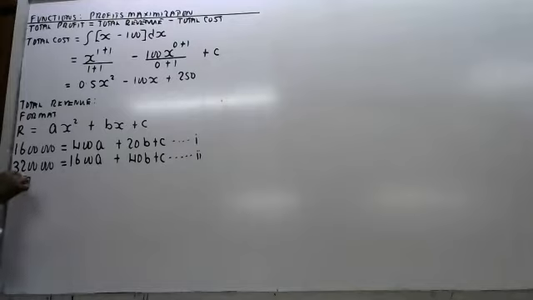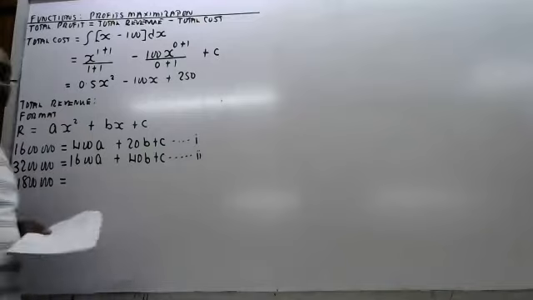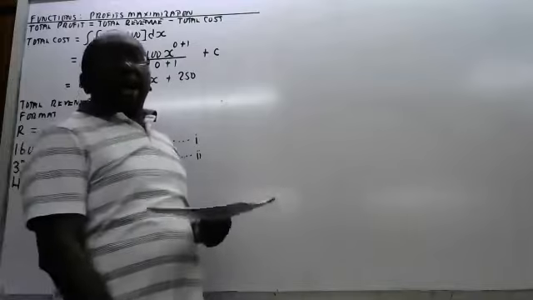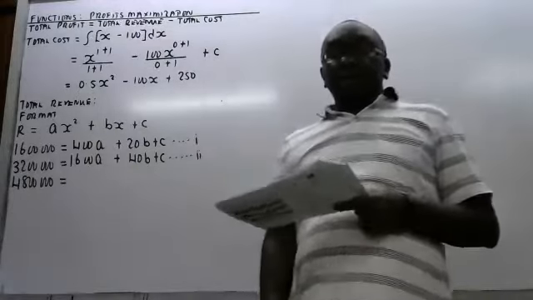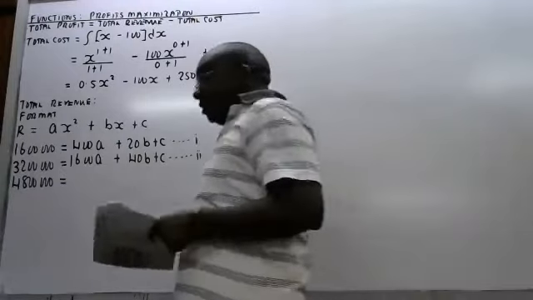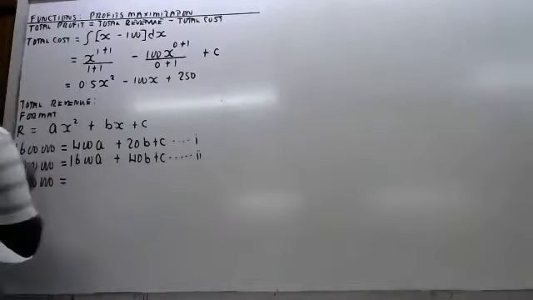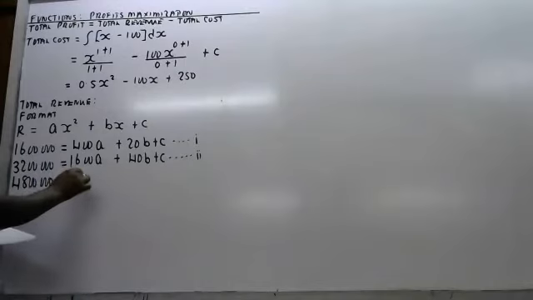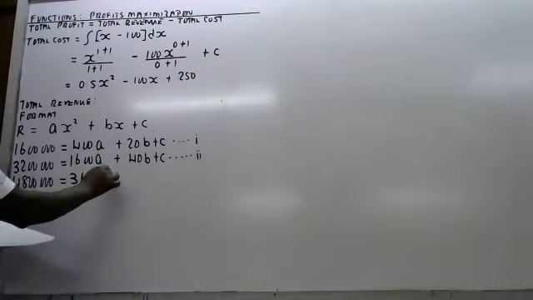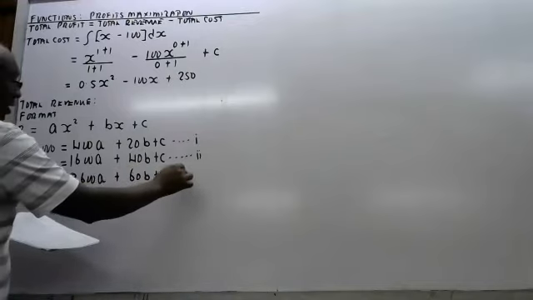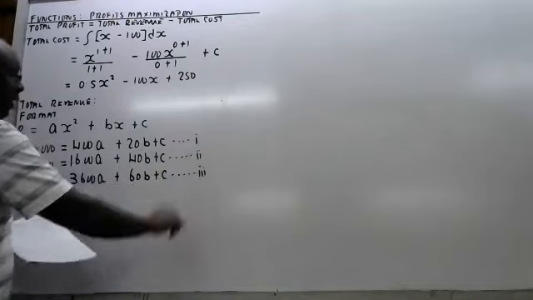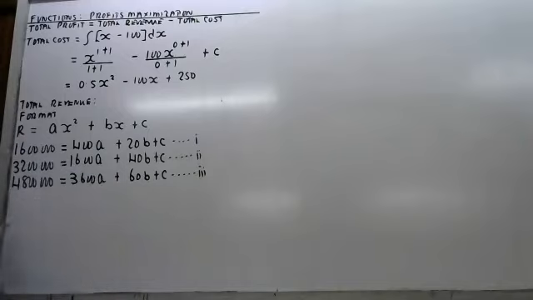Then 4,800,000. 60. So 60 squared is what? 60 squared, good. I can see 3,600. So 3,600A plus 60B plus C. That is Roman 3.